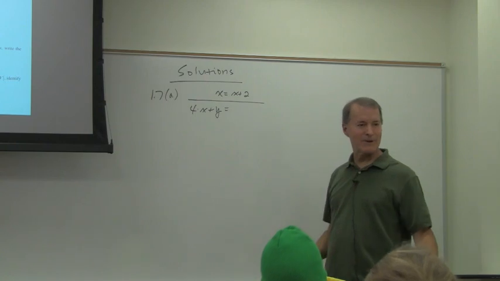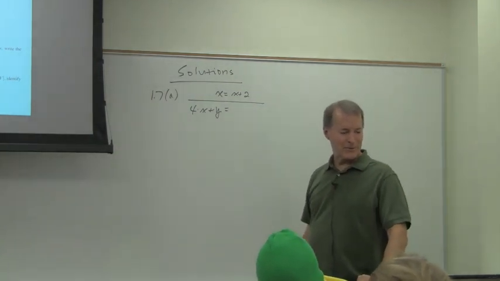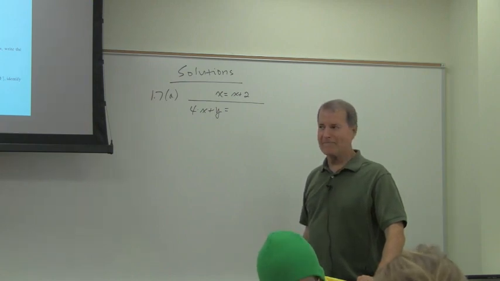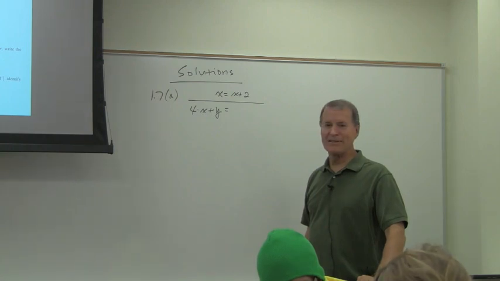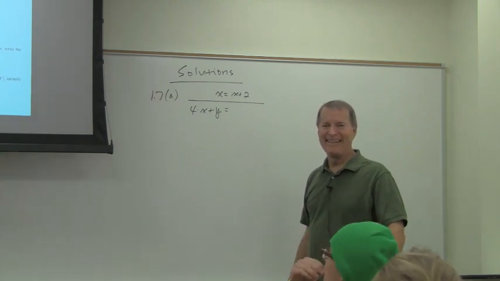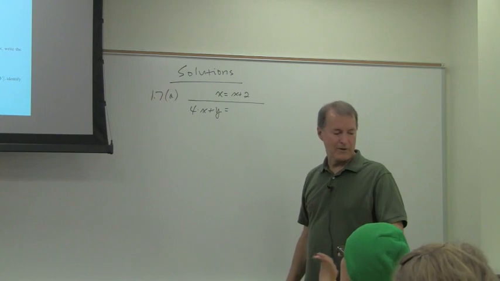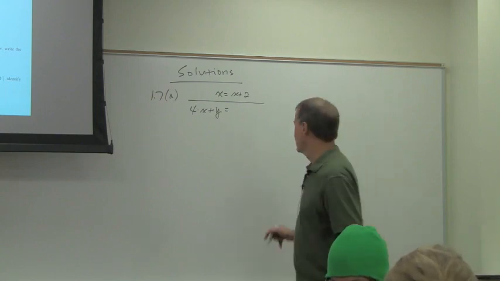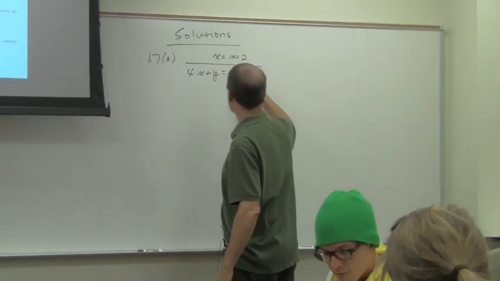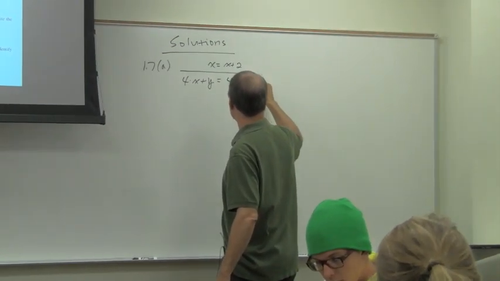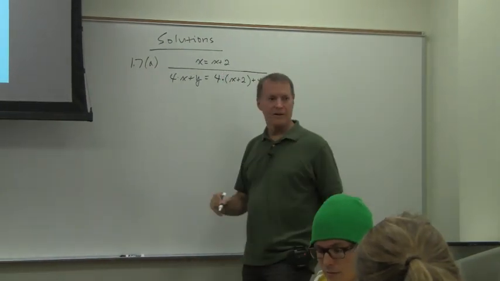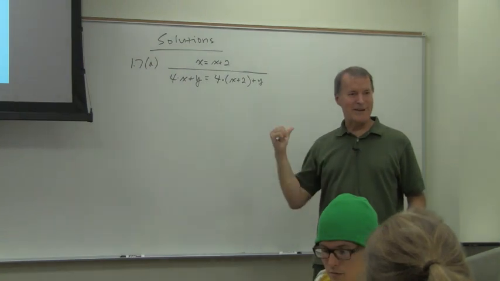You want to volunteer the answer there? Sure. So what is it? 4x plus x plus 2. Close, but no cigar. Would it be 4 times x plus 2 plus y? Yes, with the parens. Okay? So this would be 4 times (x plus 2) plus y. Now, do you see why it's this and not what you said?